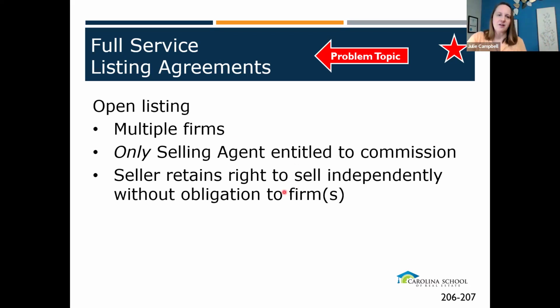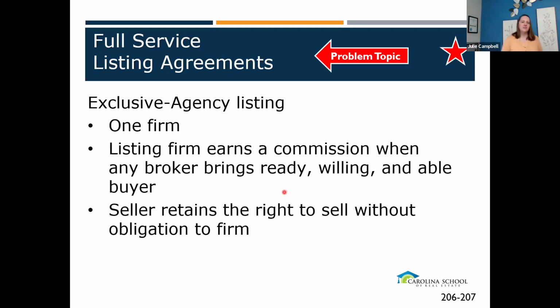Another type of listing agreement is called the exclusive agency listing. Exclusive meaning how many firms? Don't look, just show me. Exclusive meaning how many firms? Just one. The seller's only dating one firm. That firm will only get paid if they bring the ready, willing, and able buyer. If somebody else brings it, they won't get paid.